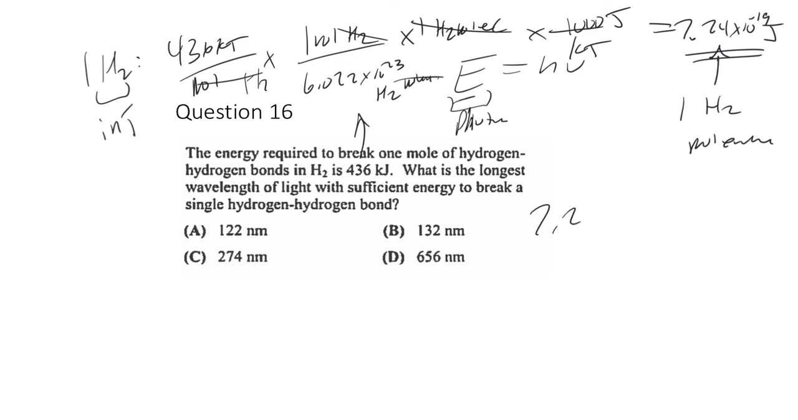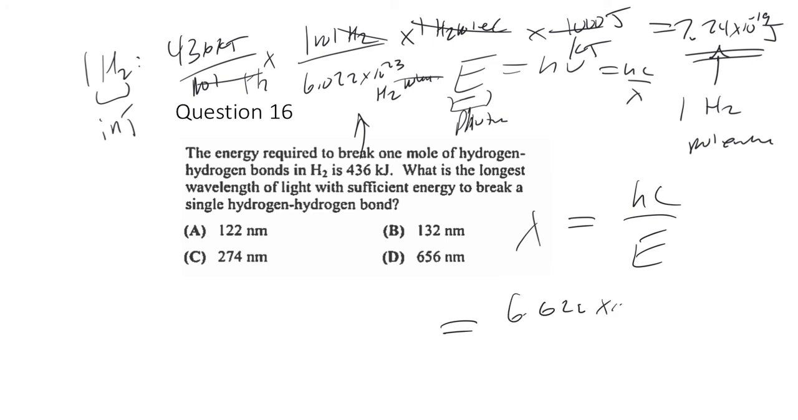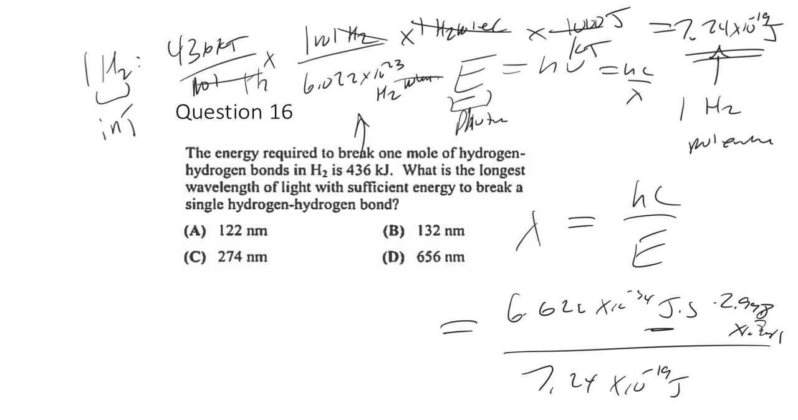Let's also relate E = hν to E = hc divided by λ, because lambda is what we want to solve for. We don't need the frequency, we want the wavelength. And so the wavelength is going to be the energy divided into hc. So we take 6.626 times 10 to the minus 34 joules times seconds times the speed of light, 2.998 times 10 to the 8 meters per second. Then we divide by the energy in joules, 7.24 times 10 to the minus 19 joules.